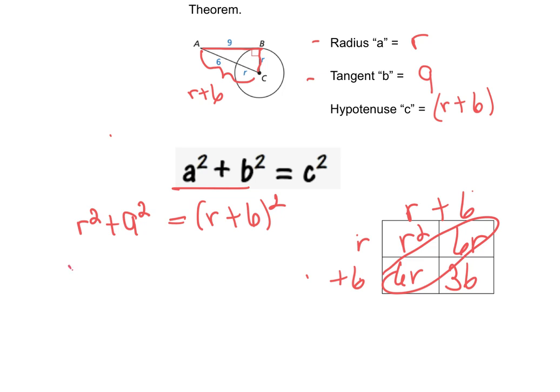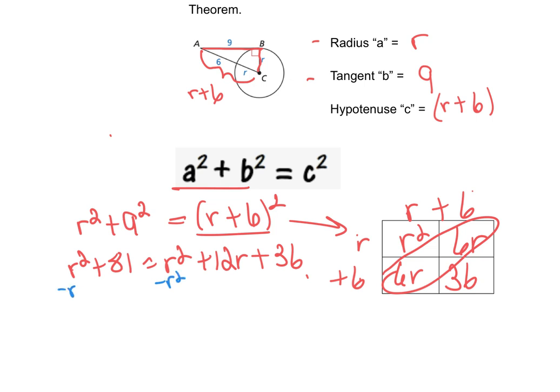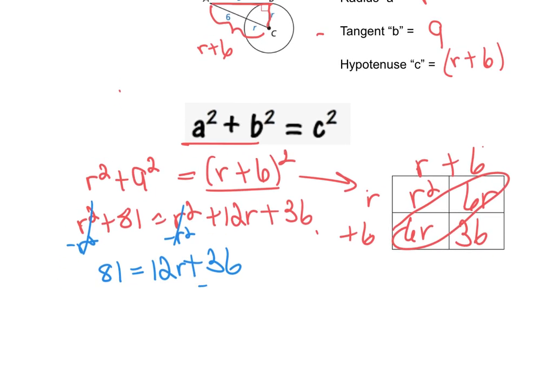So we have r squared is just r squared. 9 squared is 81. We multiplied this out over here, which is going to be r squared, 6r and 6r is 12r, plus 36. And on all these that we do now, the r squareds are going to cancel. So if I subtract r squared from both sides, I just get that 81 equals 12r plus 36. Okay, and if we subtract 36 from both sides, we have 45 equals 12r.